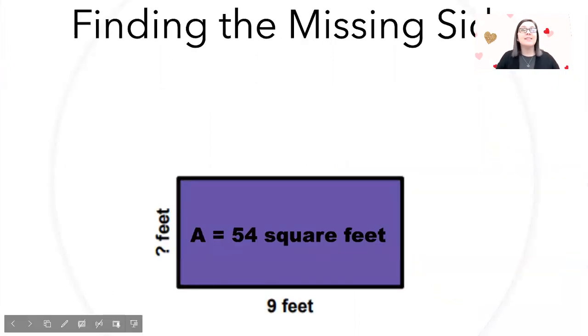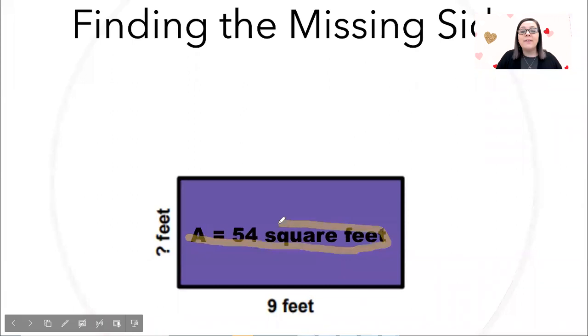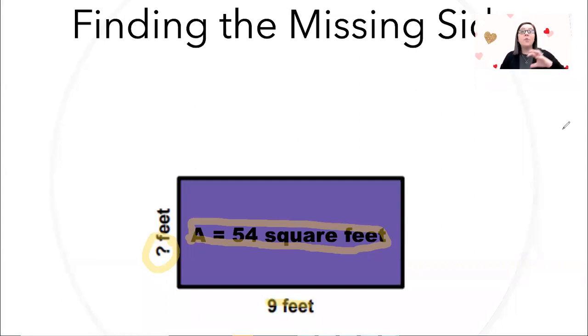All right, I have one more thing that I want to talk to you about today, and that's finding the missing side. Now, sometimes we are going to face problems that ask us to find a missing side if the area is already given. So we can see here in this shape that we already know the area, but we don't know the width of this shape. We know the length, not the width.